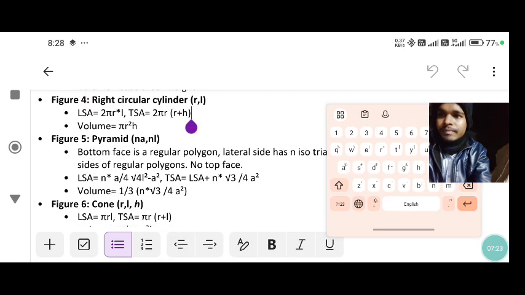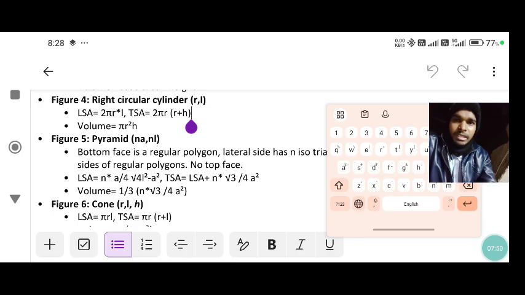Now coming to a right circular cylinder. What is a right circular cylinder? It is a cylinder with the top and bottom faces as circles. It has r and l as dimensions. r is the radius, l is the length of any lateral line. The lateral surface area is 2πrl, and the total surface area is 2πr(r + l).